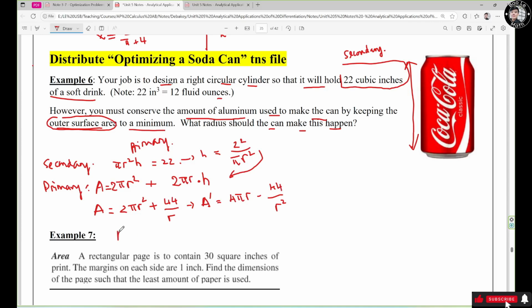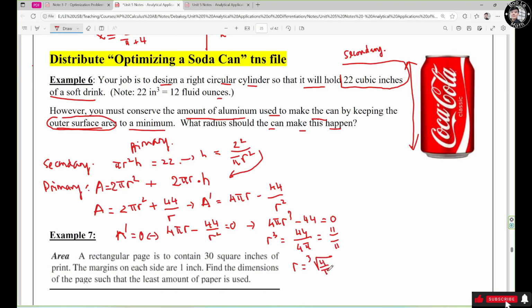So I have A prime equals 0, equivalent to, I'm going to multiply both sides by r squared, so this turns out to be 4 pi r cubed minus 44 equal to 0, right? So r cubed equals 44 divided by 4 pi, it's going to be 11 over pi. Now I'm going to take the cube root of both sides, so r equals the cube root of 11 over pi.